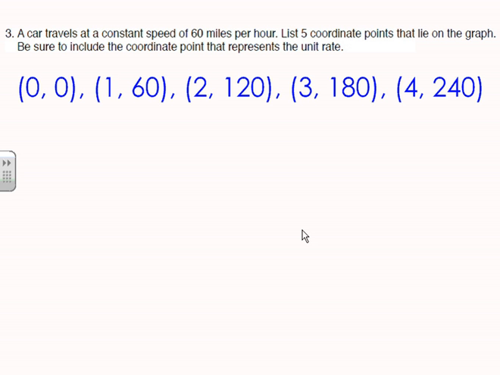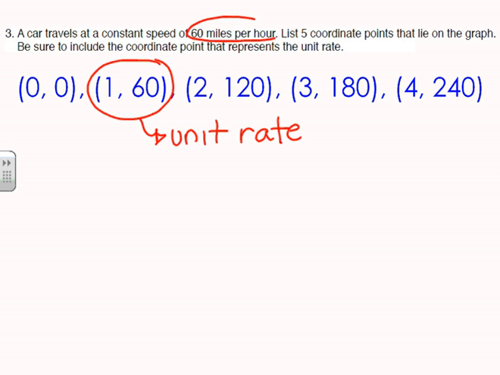Since we need time along the x-axis, so how many hours on the x-axis, you're going to have 1, 2, 3, and 4 as possible x values. This one right here is your unit rate, and I want you to label that because it did ask you to include that one. And I know it's the unit rate because that represents 60 miles per hour. That's the ordered pair for that information.